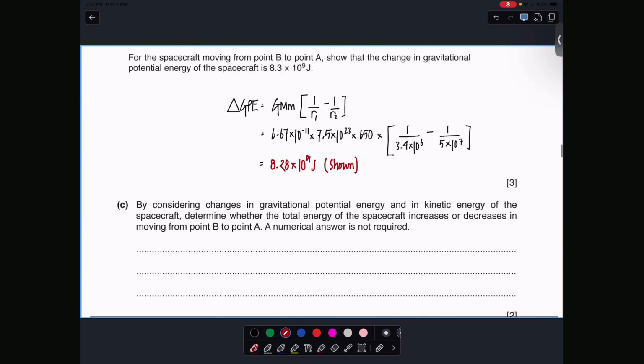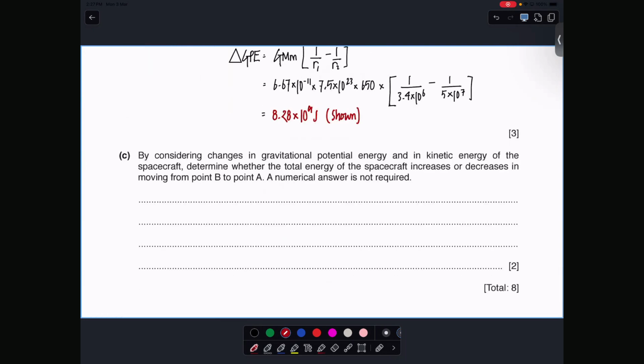Part: by considering changes in gravitational potential energy and kinetic energy of the spacecraft, determine whether the total energy of the spacecraft increases or decreases in moving from point B to A. Total energy of the spacecraft increases or decreases.